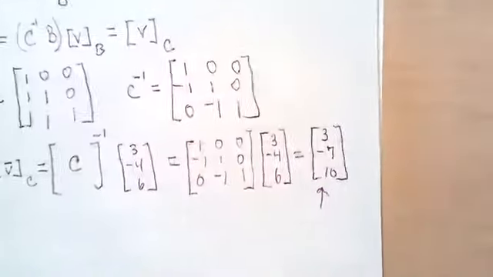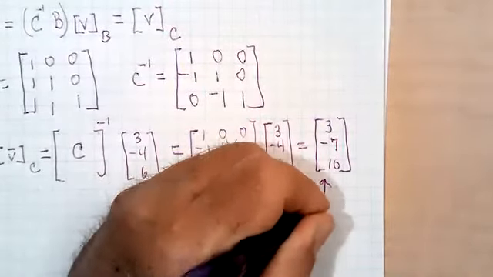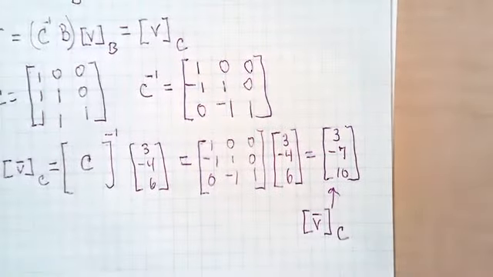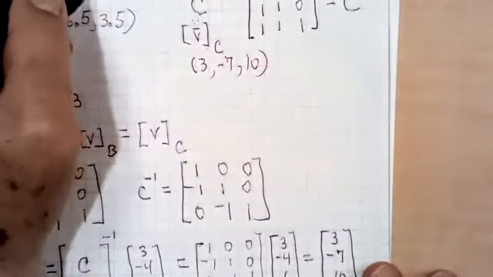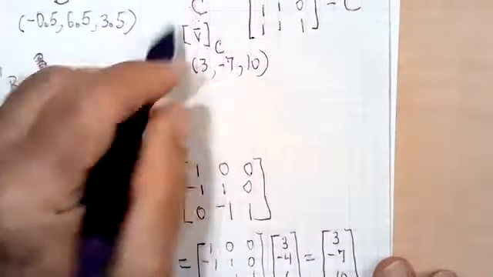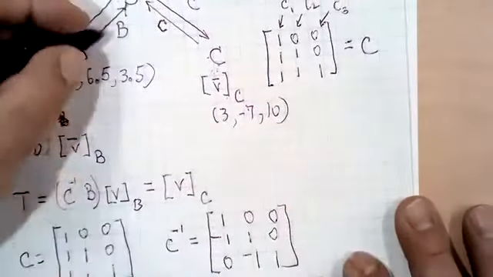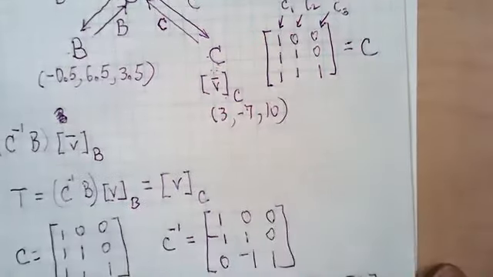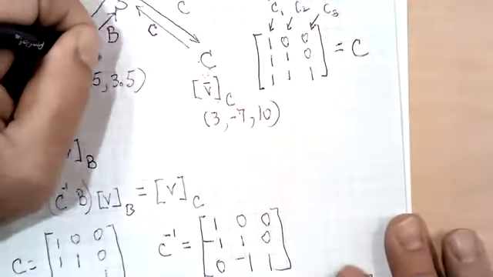This is the matrix representation of V relative to C. And now, finally, we're ready for the punchline. What if you wanted to go direct from B to C or from C to B? You can with matrix multiplications. Let's suppose we wanted to go from B to C. Wanted to go this way.